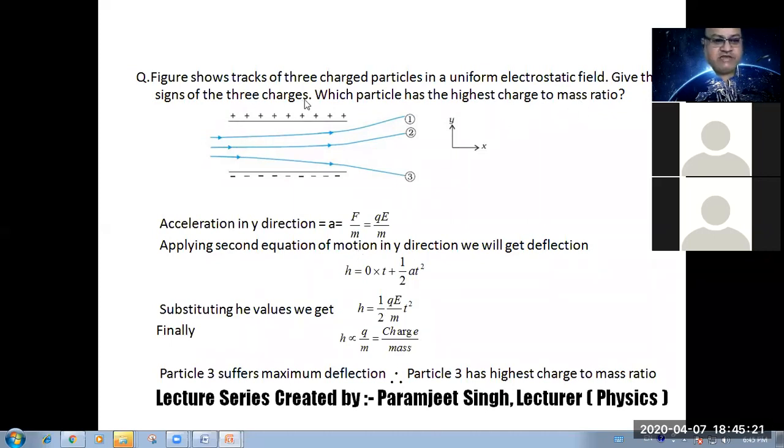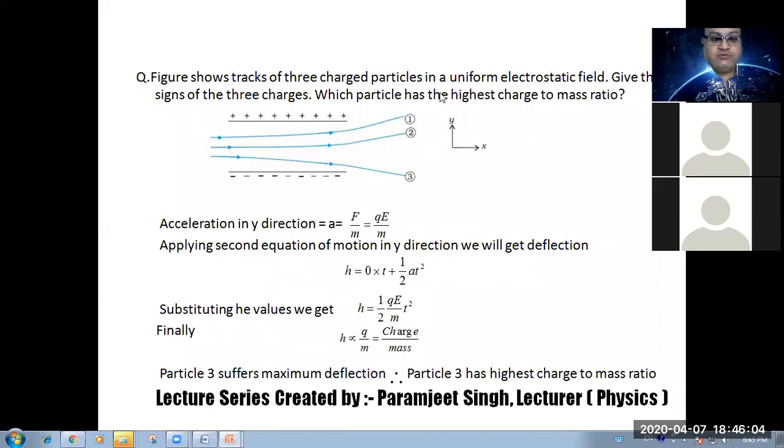First of all, give the signs of the three charges. What is the sign of charge 1? This is negative. Particle 1 is negative because it is deviating towards the positive plate, attracted towards the positive plate. Particle 2 is again deviating towards the positive plate, so 2 is also negative. Particle 3 is deviating towards the negative side, attracted towards the negative plate. It means the third particle is positive in nature. So we have solved the first part, give the sign of the three charges.